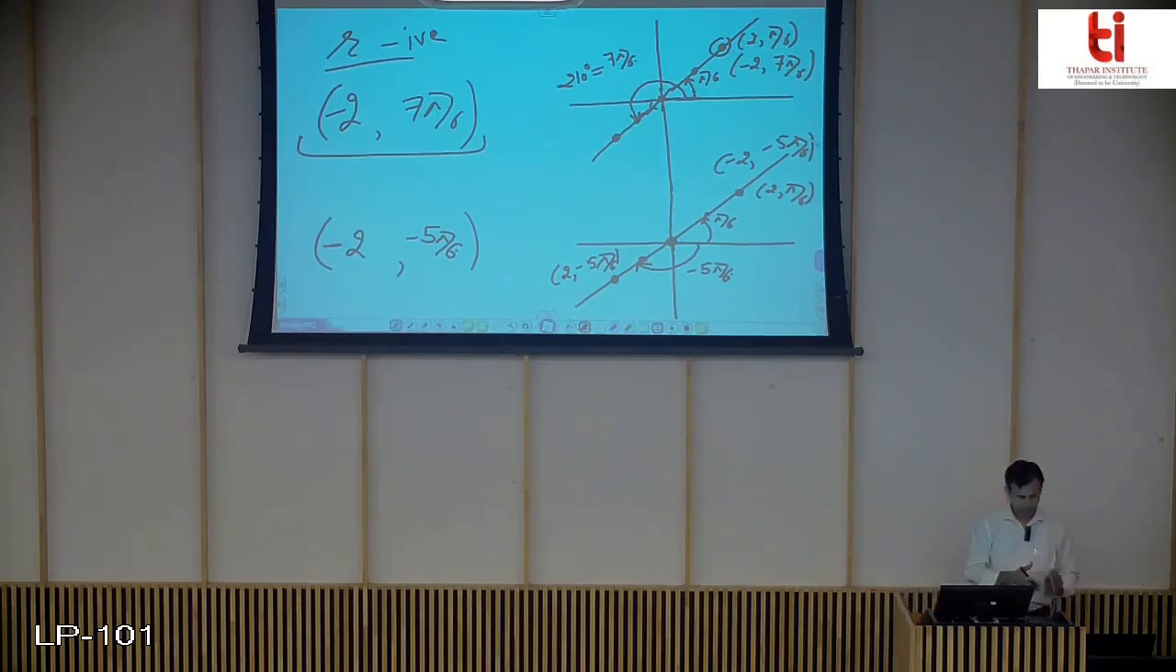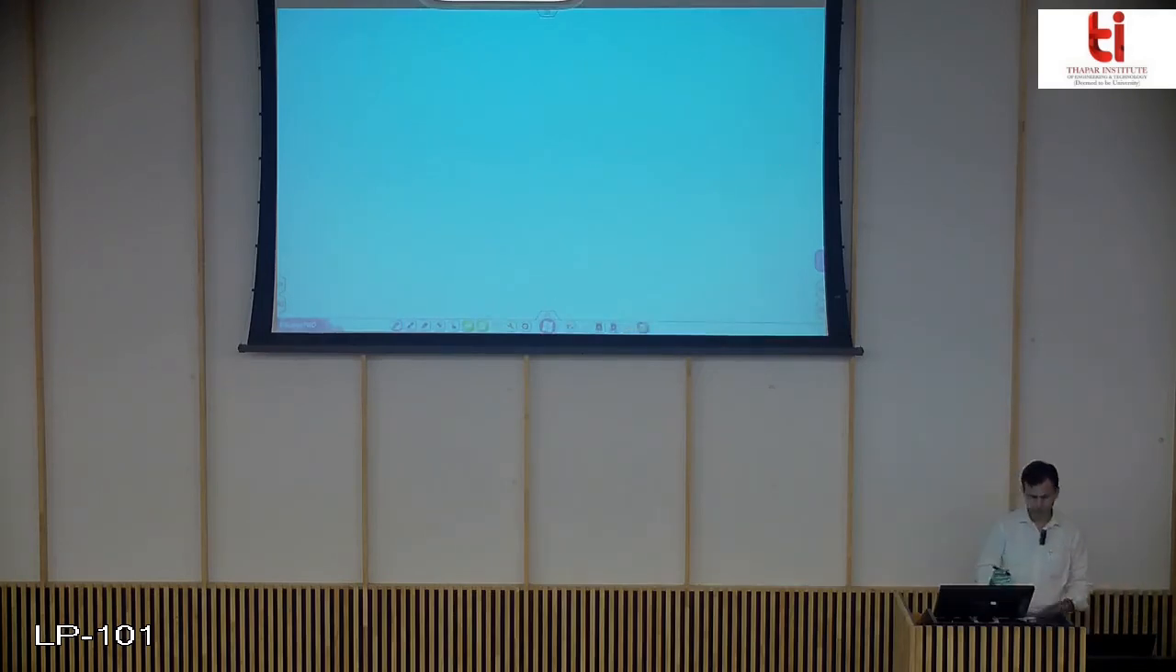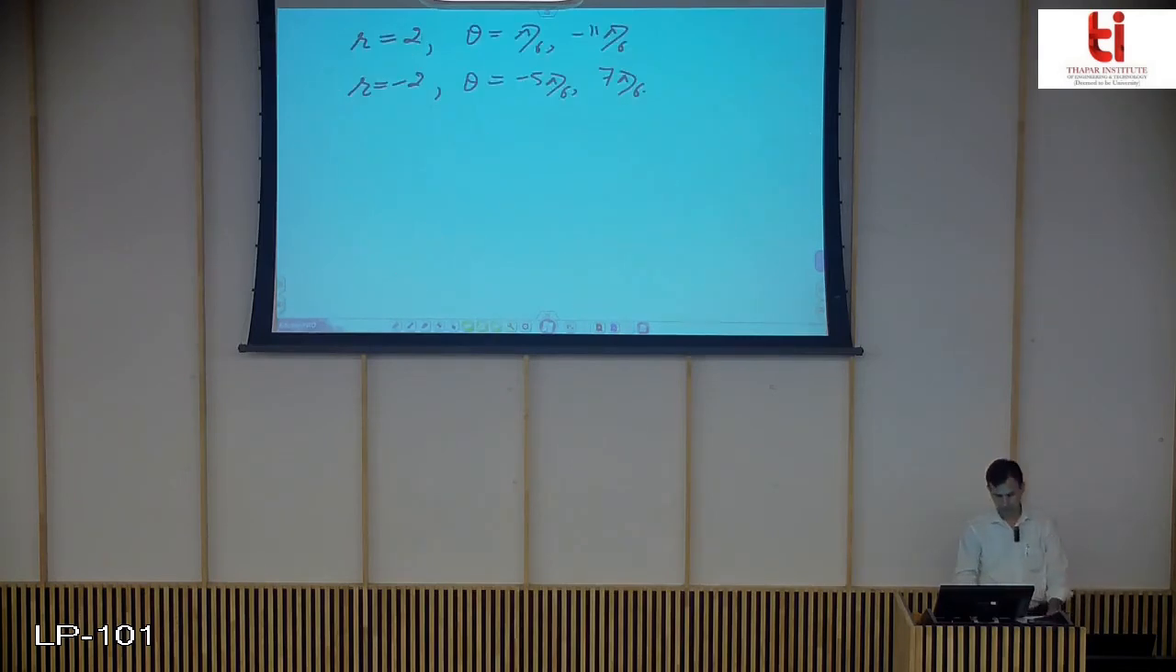So overall we have got r 2 with theta pi by 6 and minus 11 pi by 6, and r minus 2 with theta minus 5 pi by 6 and 7 pi by 6. It was here, 7 pi by 6.